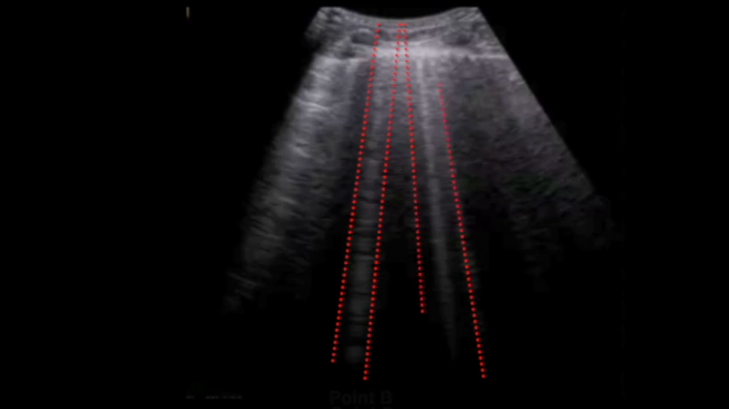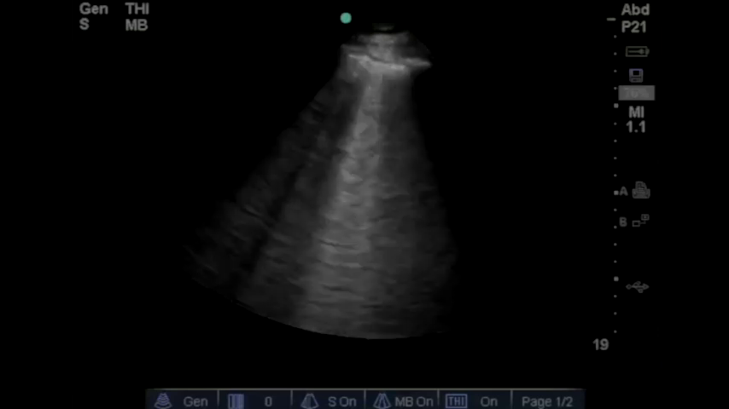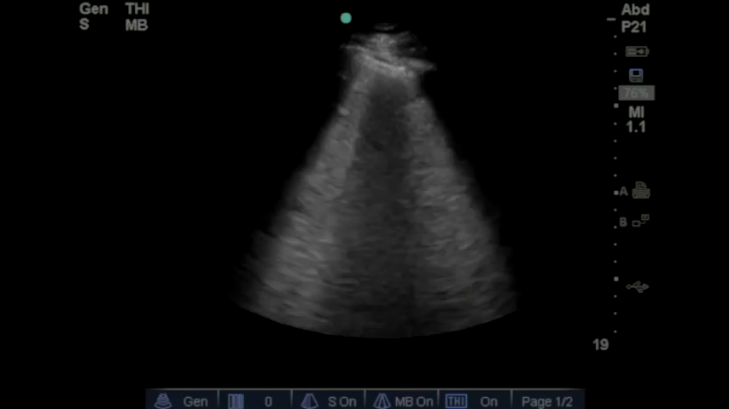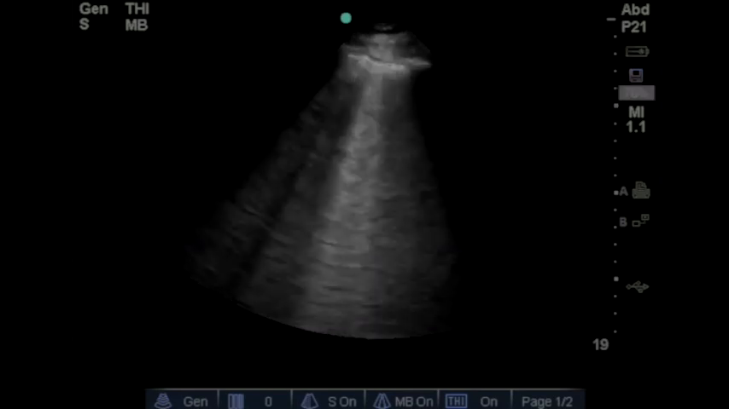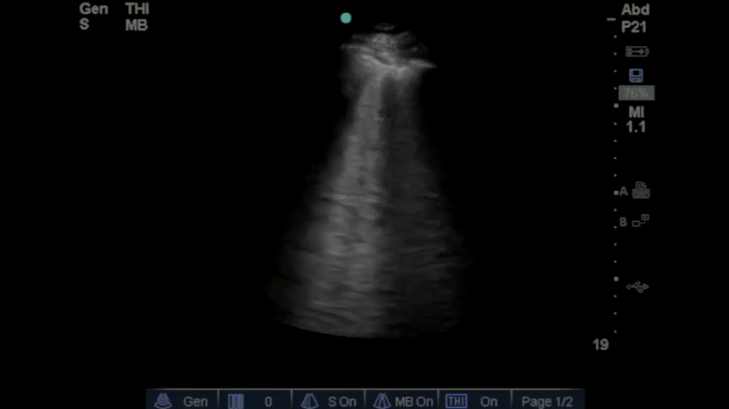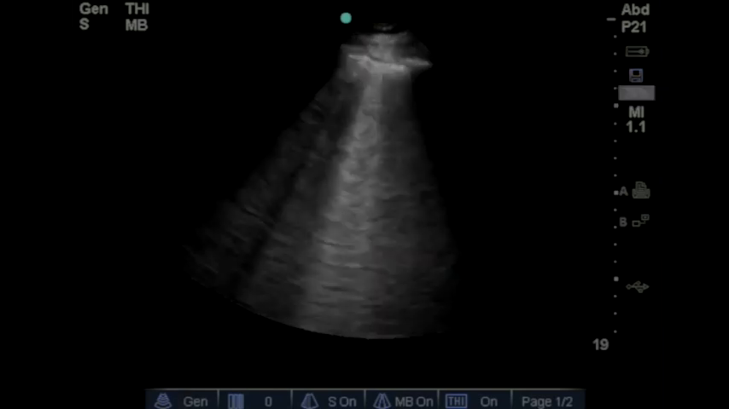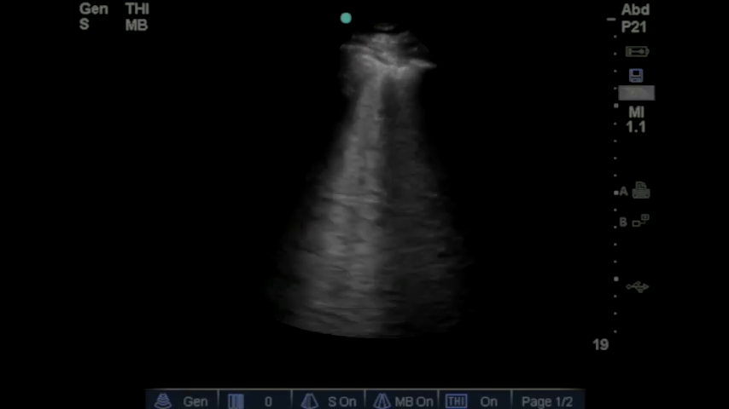The next step is to look for B lines. B lines are bright, white, hyperechoic lines that radiate perpendicular to the probe face. B lines move with the lung sliding and extend from the pleura all the way to the bottom of the screen. B lines indicate fluid within the lung tissue. More than 3 B lines per scanned area is present as part of the alveolar interstitial syndrome. They can be seen in congestive heart failure, pulmonary contusion, or other types of volume overload.